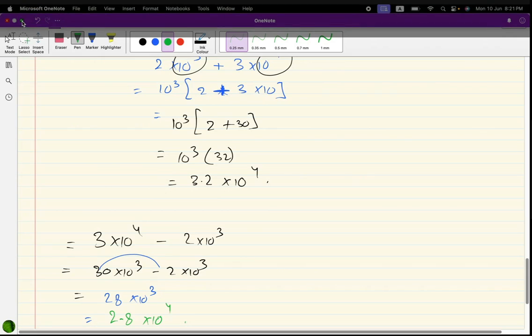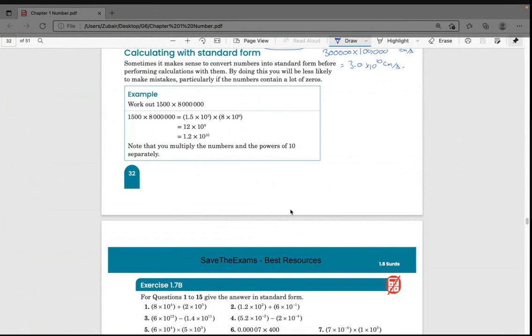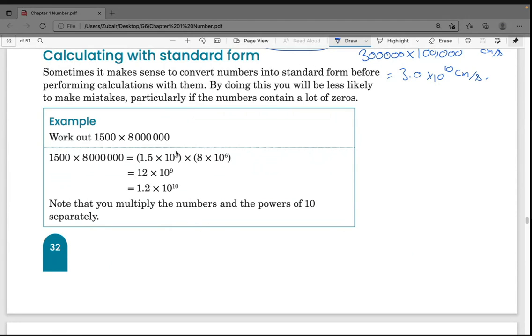So addition, subtraction, multiplication, and division. Let's have a look at this worked example. We know multiplying these two would just add the powers. 3 plus 6 is 9, whereas 1.5 into 8 is 12. Now this is correct, but not standard form. So we make the adjustment, adjust the decimal place. When we are moving to the left, we increase the power. So 1.2 into 10 raised to the power 10.